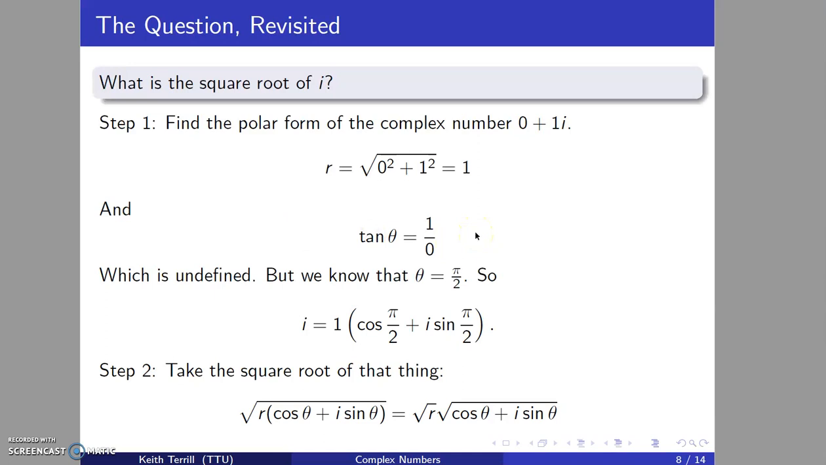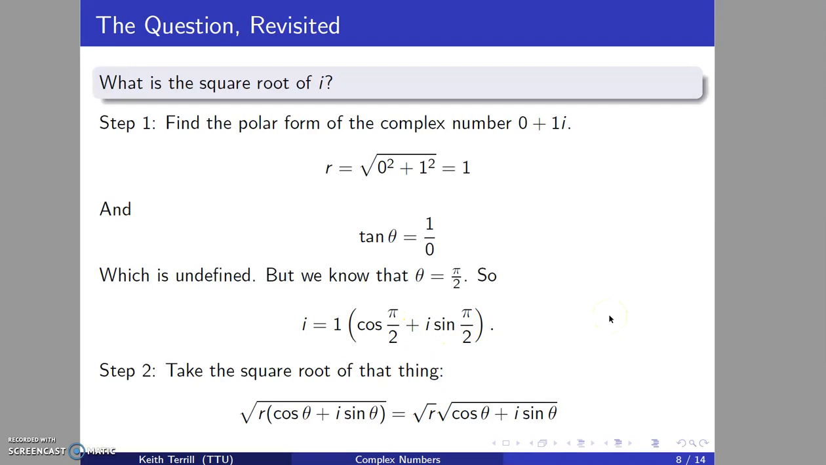It's undefined. So rather than panic, let's just stop and think, when is tangent undefined? Well, it's at 90 degrees or 270. You're either straight up or straight down. And since 1i is straight up, theta has to be pi over 2. So r is 1, theta is pi over 2. So this is my polar form. i, which is what we started with, is actually equal to 1 times (cosine of pi over 2 plus i sine of pi over 2).